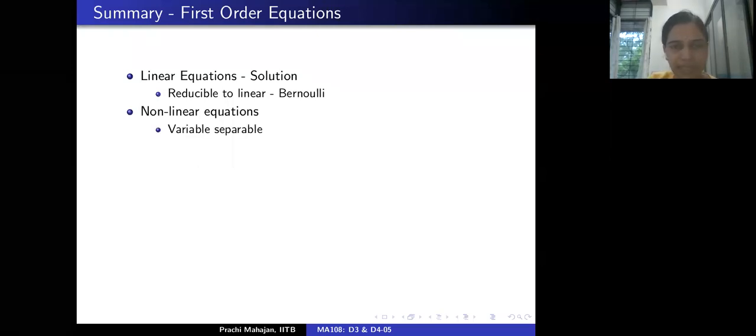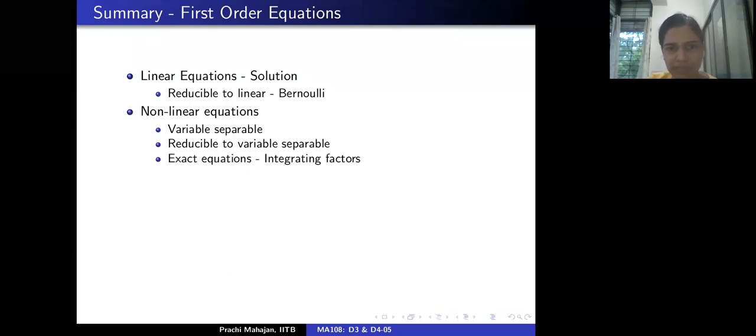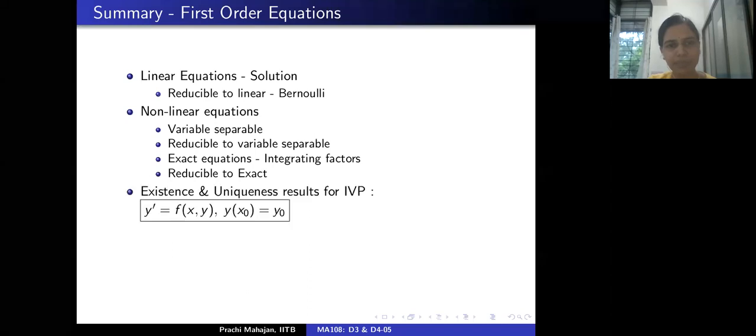Some of them were variable separable, some of them were reducible to variable separable, and we also considered exact equations and the concept of integrating factors, right? You multiply with a certain function so as to get another equation which turns out to be exact. Right? And so, this includes the examples of reducible to exact equations.